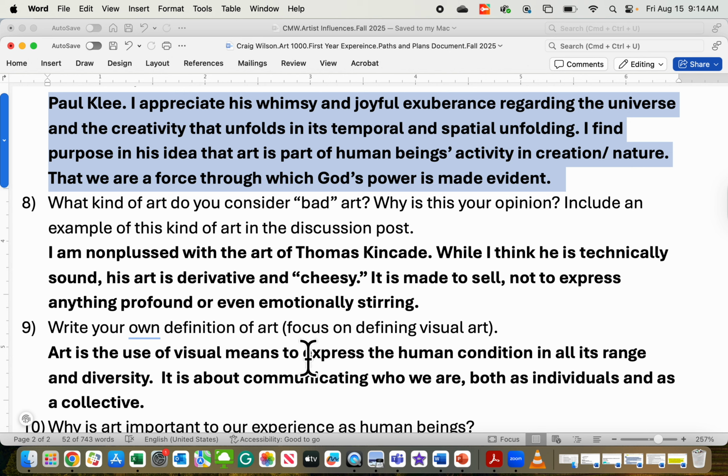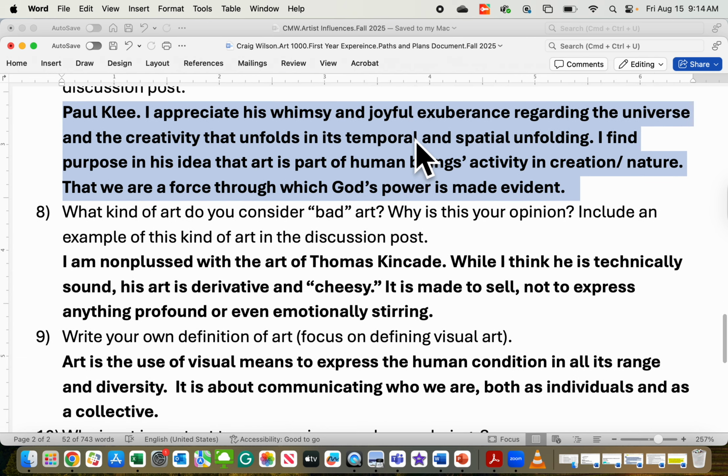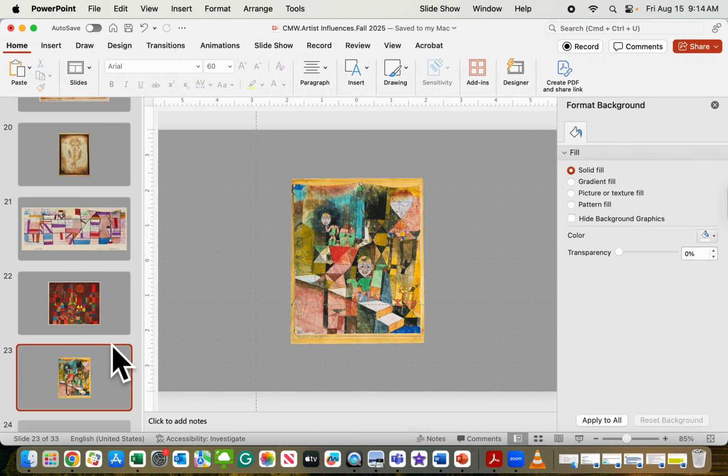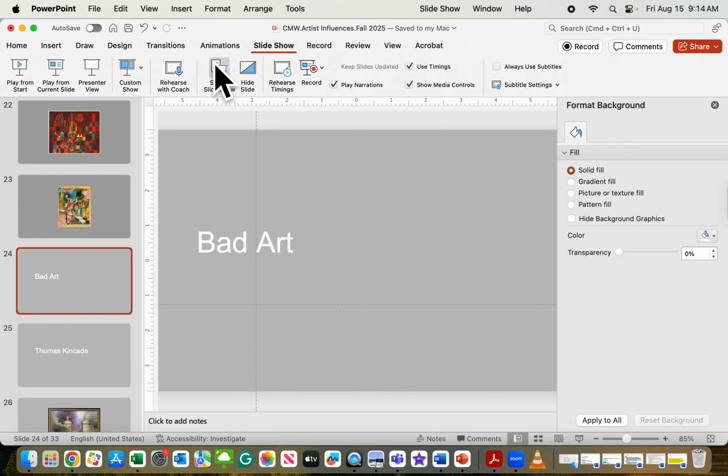What kind of art do I consider bad? Why do I consider it bad? And again, like this last question, you want to upload an image of the kind of art that you consider bad into the discussion post. I'm most, I guess, turned off by an artist named Thomas Kincaid. He was popular in the 80s and the 90s.